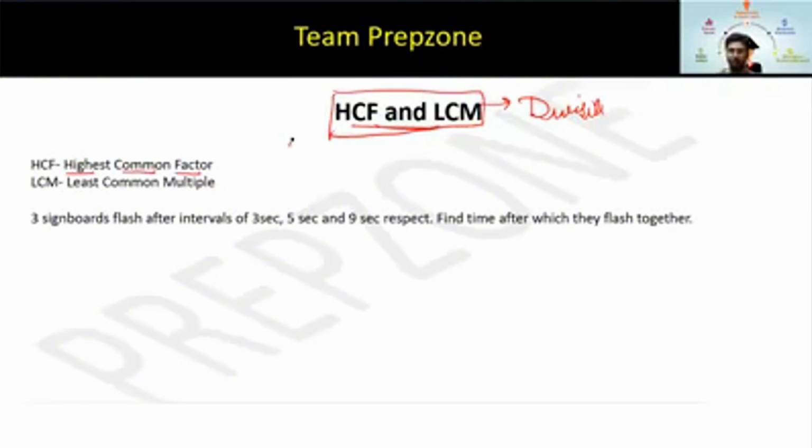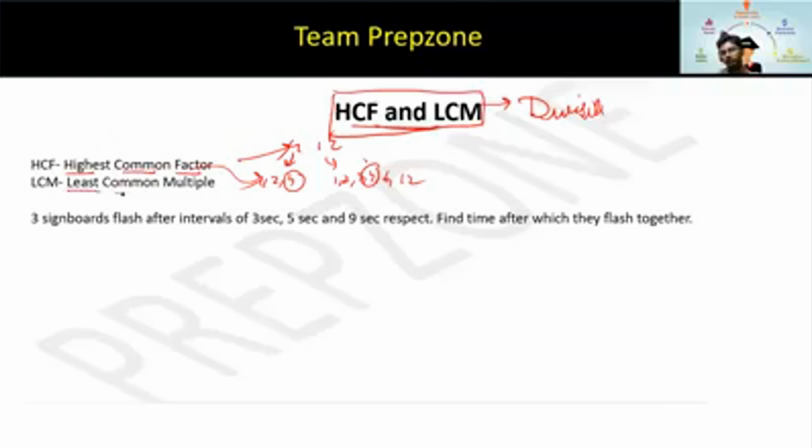Suppose there are two numbers, 4 and 12. What is the HCF of these numbers? The factor that is highest and common. The factors of 4 are 1, 2, 4. The factors of 12 are 1, 2, 3, 4, 6, 12. What is the factor that is highest and common? This is 4. Hence your HCF is 4.